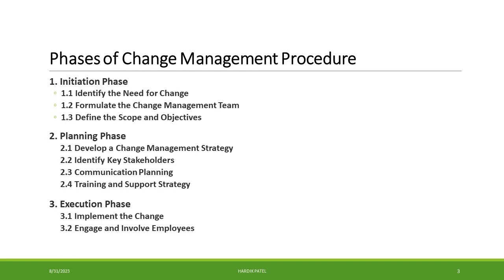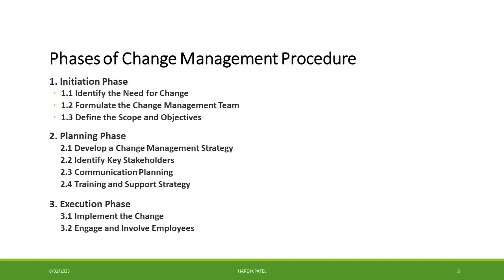The change management procedure flows in 6 different phases, and in the next few slides we will discuss this in detail. The initial stage is called the initiation phase, which consists of sub-stages such as identify the need for change, formulate the change management team, and define the scope and objectives. The next stage is called the planning phase, which comprises develop a change management strategy, identify key stakeholders, communication planning, as well as training and support strategy.